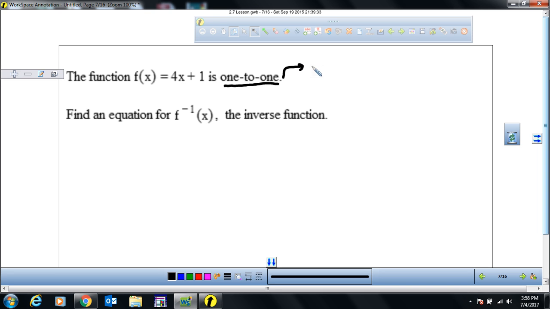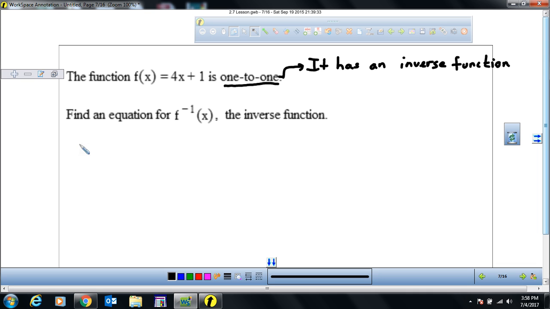When a function is one-to-one, that means that this function has an inverse function. It has an inverse that is also a function. That's basically the meaning of one-to-one in easier terms. So we are given already that this function has an inverse function, and what we need to do is find the equation of that inverse. Okay? How do we find it?